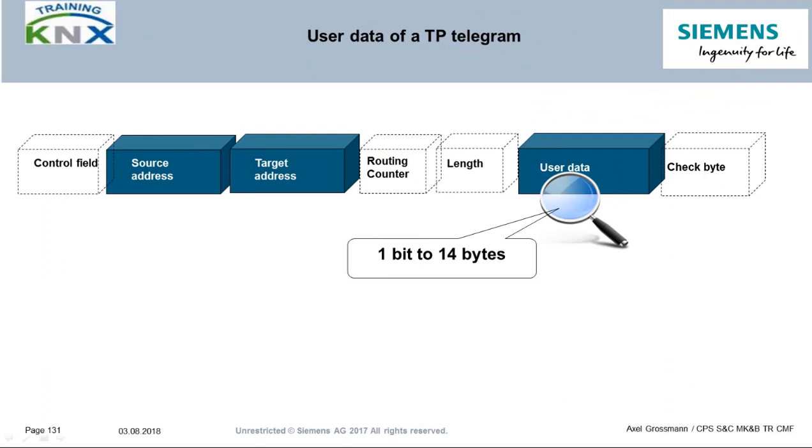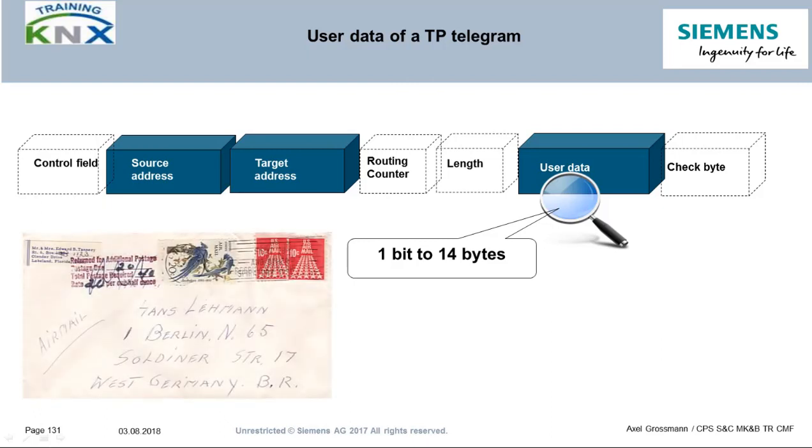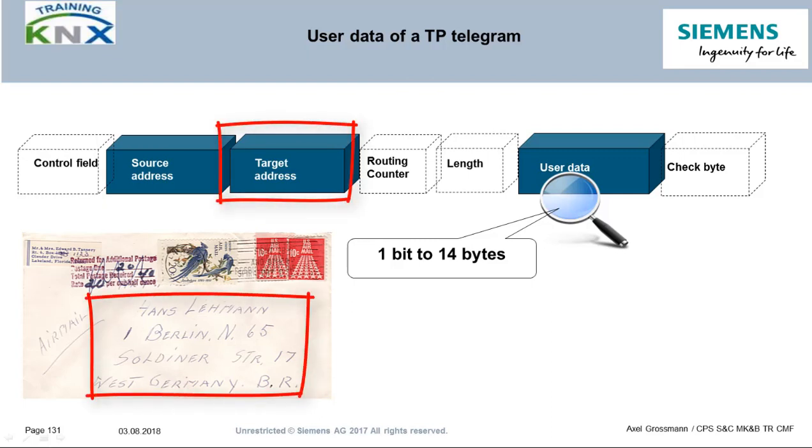User data in a twisted pair bus telegram. Let's proceed to a new topic, the bus telegram as it is used on the medium twisted pair. We begin with the three most important parts of it, the two addresses and the user data. Compare it to sending a letter or an email. To convey data, respectively user information, to a destination, the destination or target address must be clear.